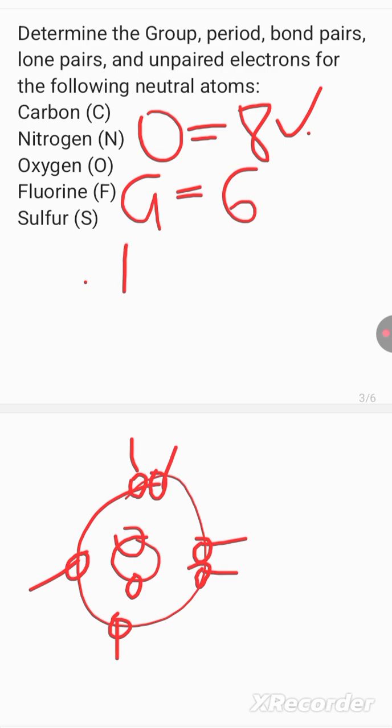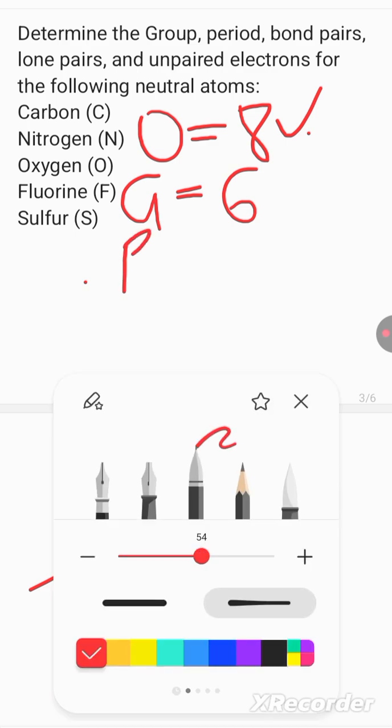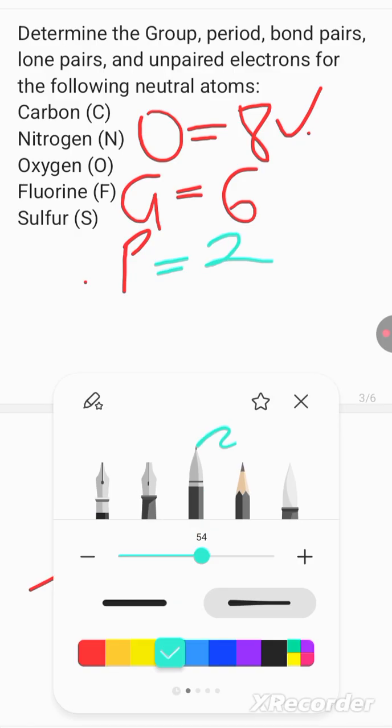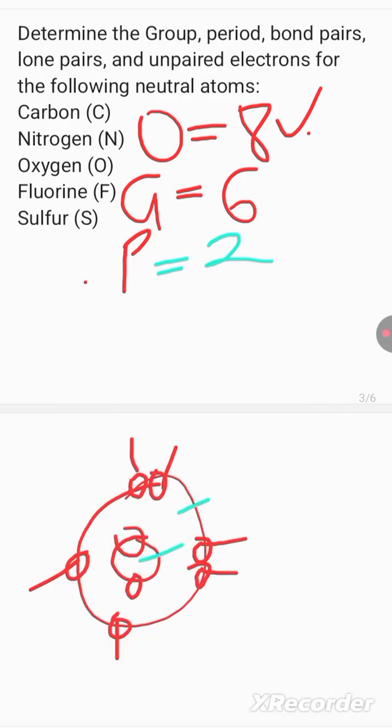So the period that it belongs to, you count the shells, 1, 2. So we have 2. So the bond pair, remember what I said? The bond pair is always 0 because this is a neutral atom. The bond pair will be 0.